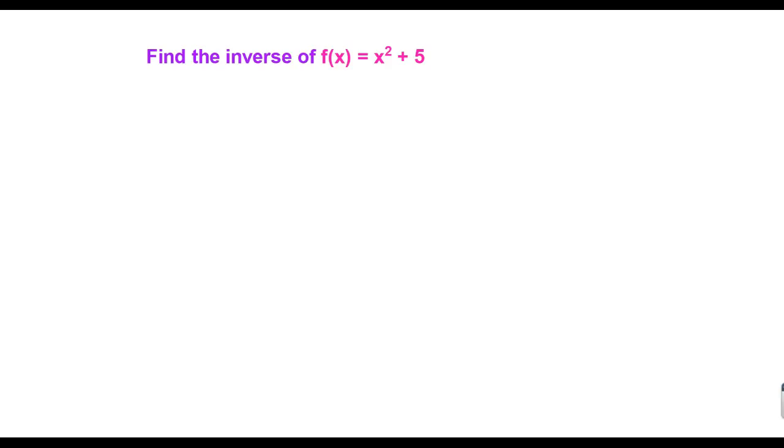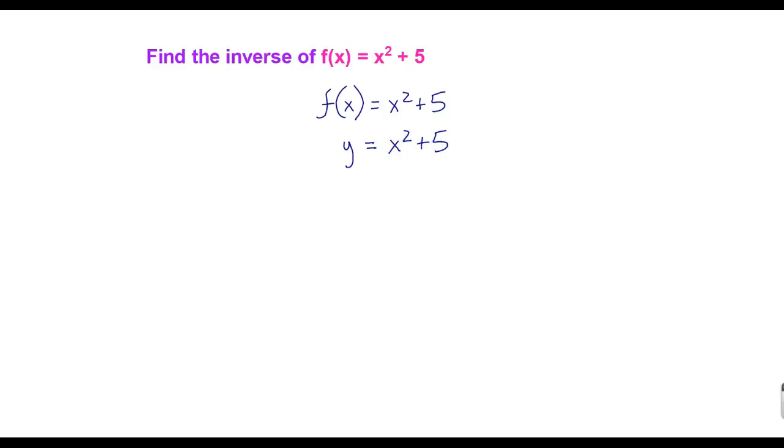Let's take a look at another one, okay? So let's find the inverse of a function. So now we've got function notation. So we've got our original function, and I'm going to try to keep the originals in blue. So we've got the original function, f of x is equal to x squared plus 5. Well, we know that f of x is the output. That's the same as y, right? So that's the same as saying y is equal to x squared plus 5.